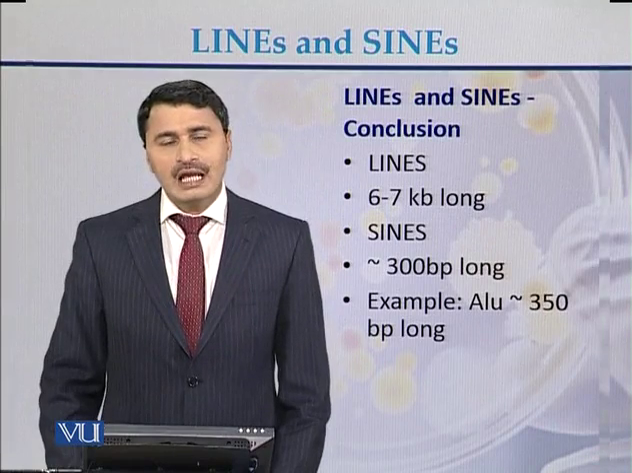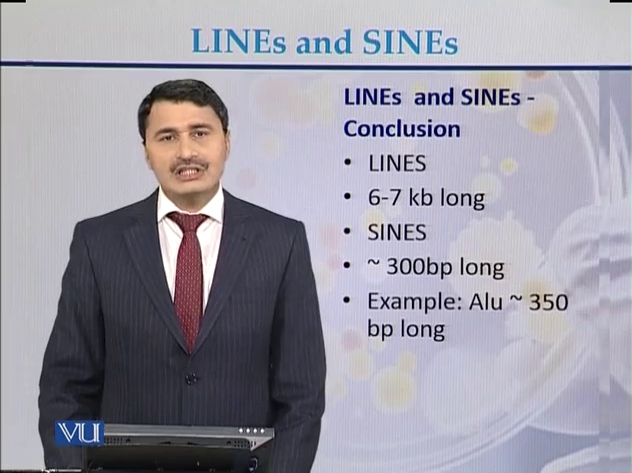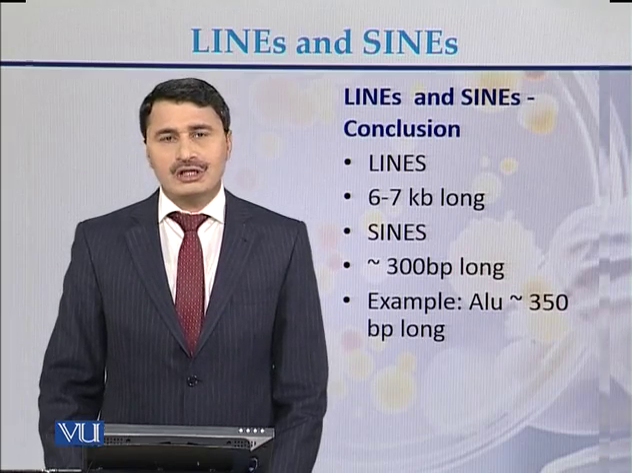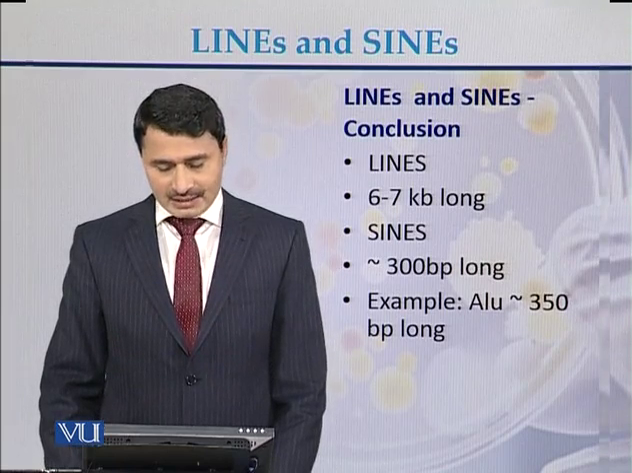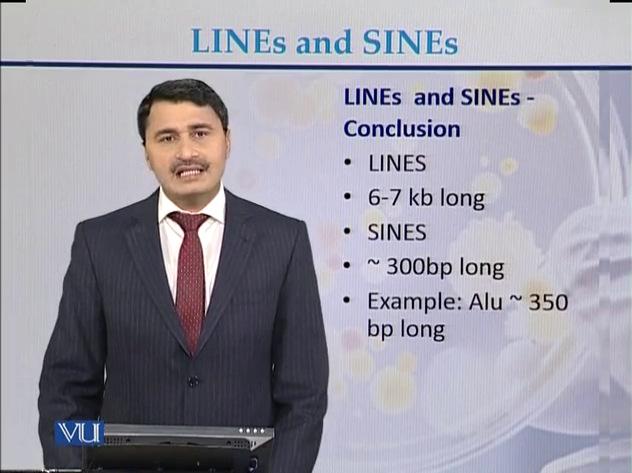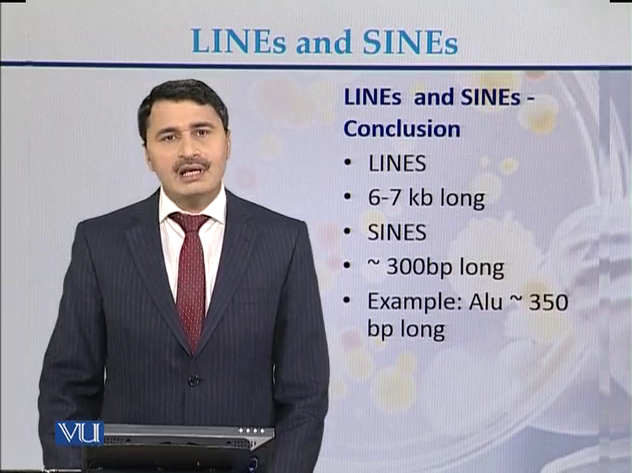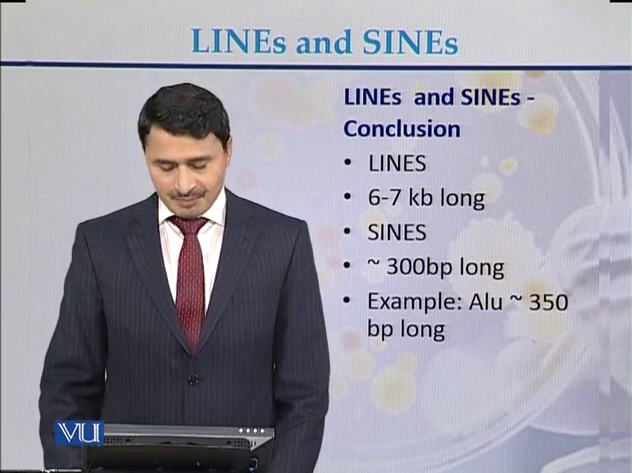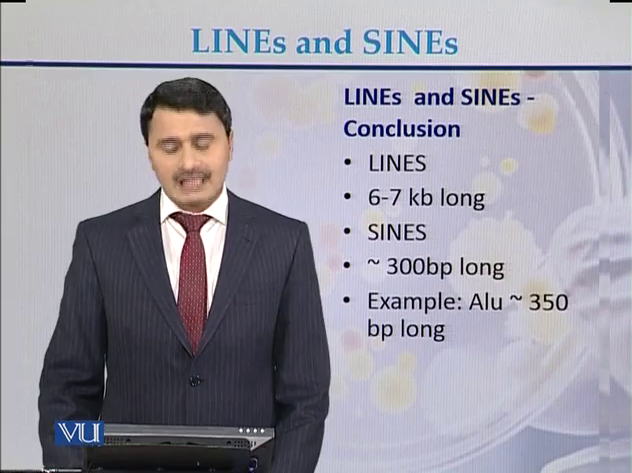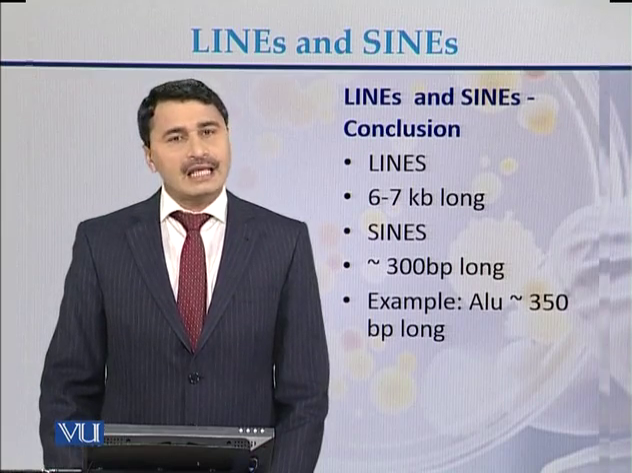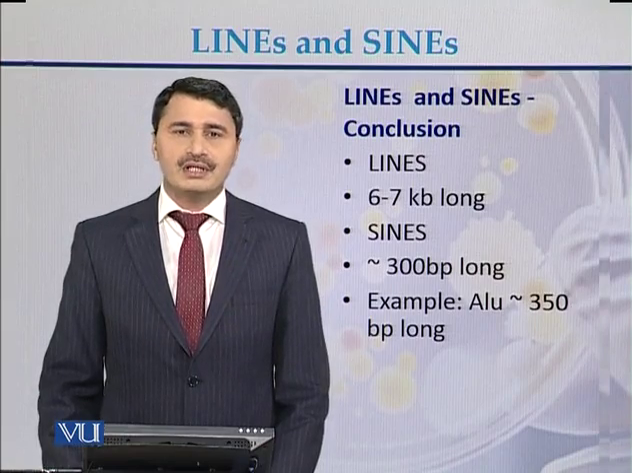So if we conclude what LINEs and SINEs are: LINEs are long interspersed nuclear elements. They are 6 to 7 kb in size, while on the other hand, SINEs are short interspersed nuclear elements. They can be up to 300 base pairs. And the most common example of a SINE is the Alu repeats, which are approximately 350 base pairs in size.